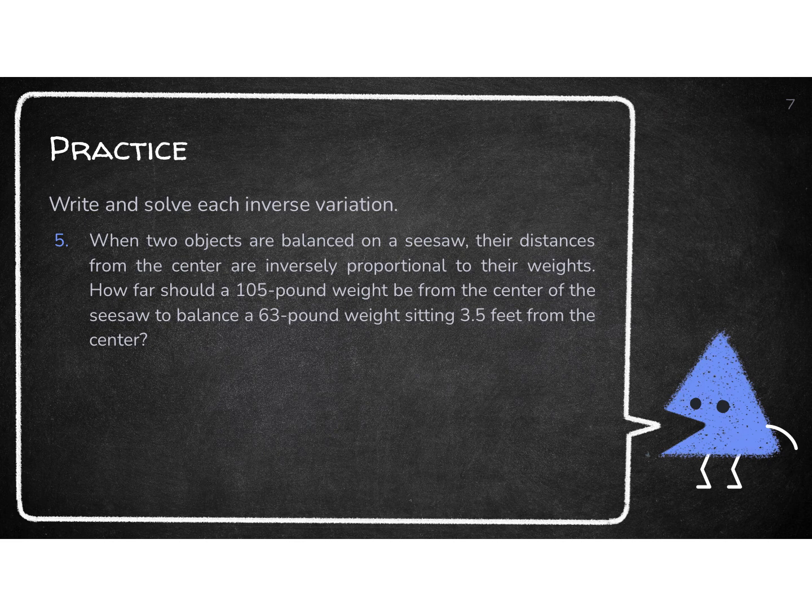Number 2, or second one of these: when two objects are balanced on a seesaw, their distances from the center are inversely proportional to their weights, which means as one goes up, one goes down. How far should a 105-pound weight be from the center of the seesaw to balance a 63-pound weight sitting 3.5 feet from the center? So the first thing they tell you is 105 pounds, but they don't tell you how far it is. They're asking how far it should be, so we're going to put a letter there. The next thing they tell you is a 63-pound weight sits 3.5 feet. So that's a pair. They're going to go together and be multiplied.